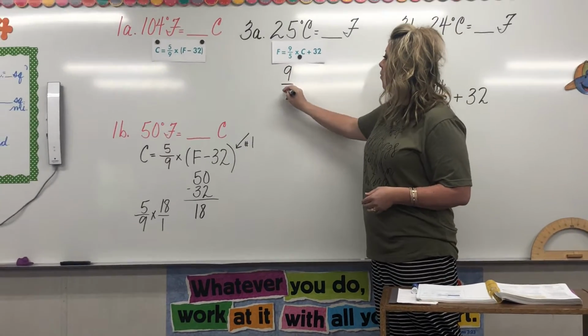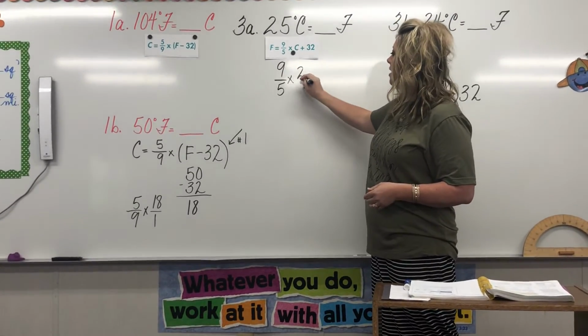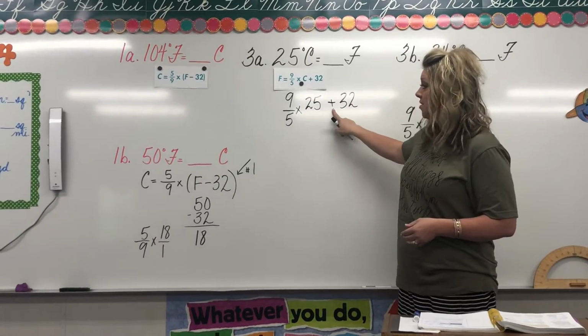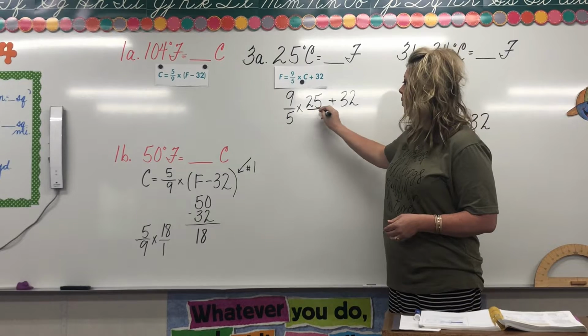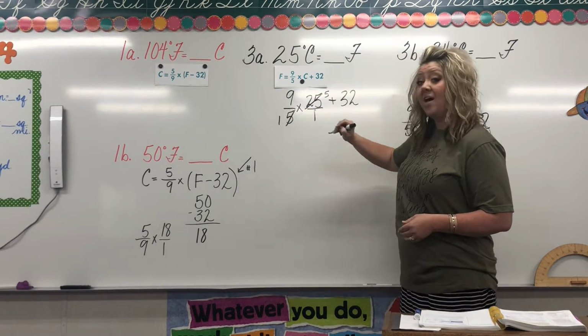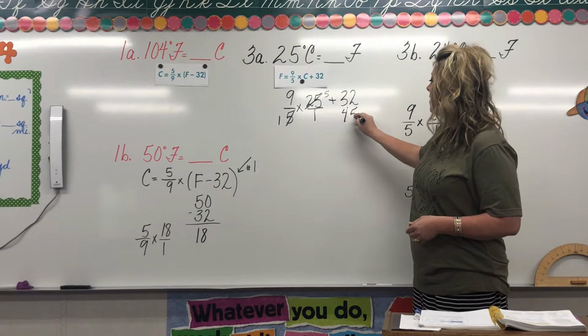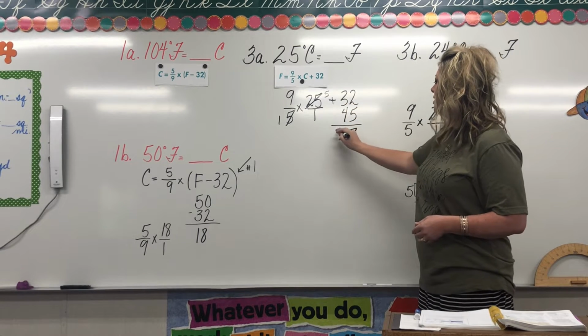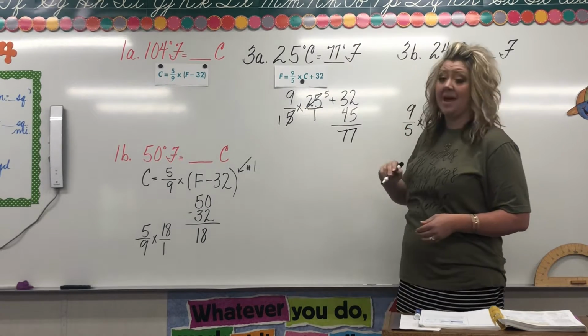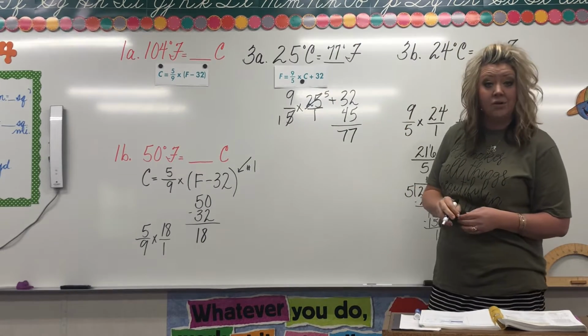Now we're going to plug in what we know. Our Celsius temperature is 25 degrees. We're going to multiply before adding. We can cancel out 5 and 25. 9 times 5 is 45, and our final step is to add 32. So our answer would be 77 degrees Fahrenheit. That is for 3, letter A.